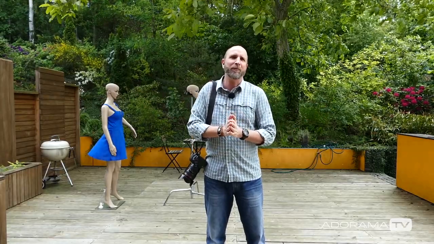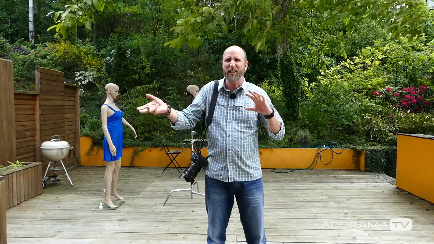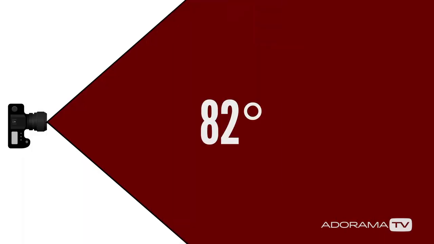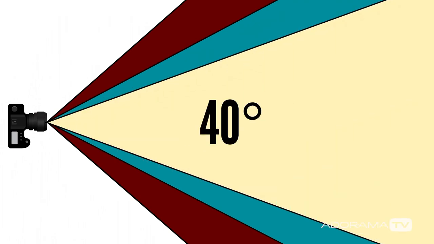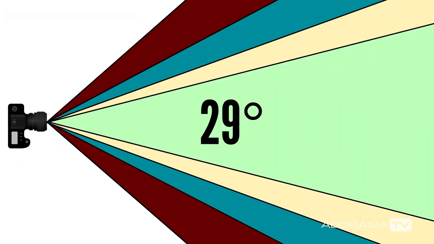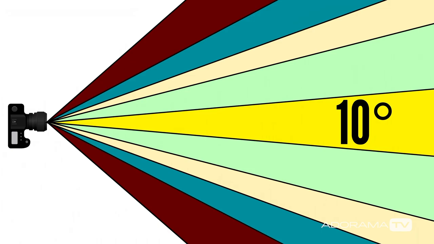And so, for example, a 21 millimeter lens can see about 82 degrees. A 35 millimeter lens sees 55 degrees. A 50 millimeter lens can see about 40 degrees. A 70 millimeter lens has about a 29 degree field of view. And a 200 millimeter lens has about a 10 degree field of view.